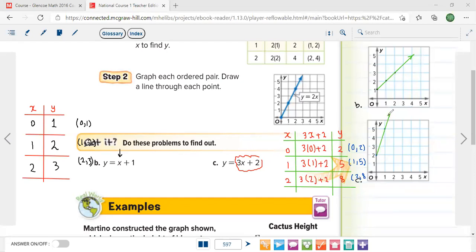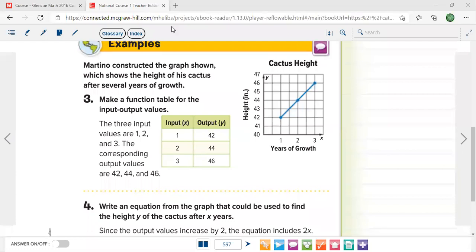Don't forget to make an arrow. This arrow means there are other numbers that can bring other values, because no numbers are determined at the beginning. So in this example, Martino constructed the graph shown, which shows the height of his cactus after several years of growth.